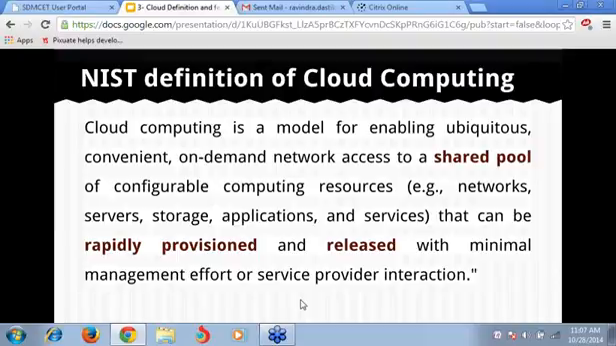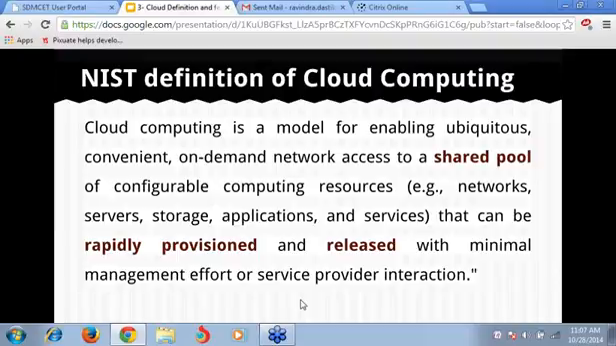And the next property of cloud computing is a shared pool. What it actually means, as I have been telling in the previous videos also, is that in cloud computing there is no dedicated resource which is given to a particular user. All resources are shared and they are configurable.